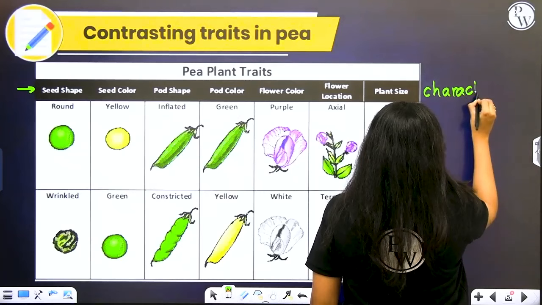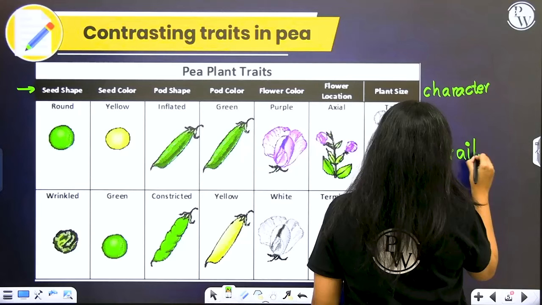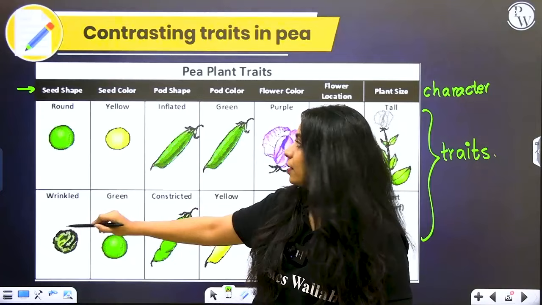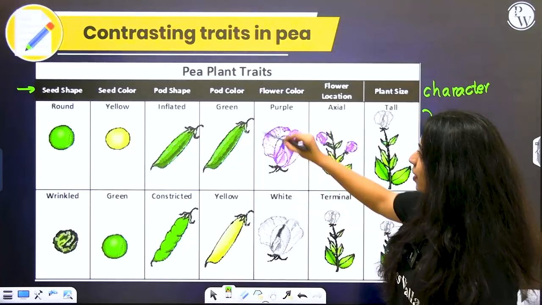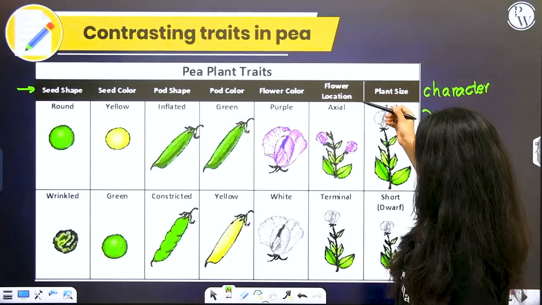Each character has two opposite, contrasting traits. The shape can either be round or it can be wrinkled. Seed color can be yellow or it can be green. Pod shape can be inflated or it can be constricted. Pod color can be green or yellow, flower color purple or white, flower location axial or terminal, plant height tall or dwarf.